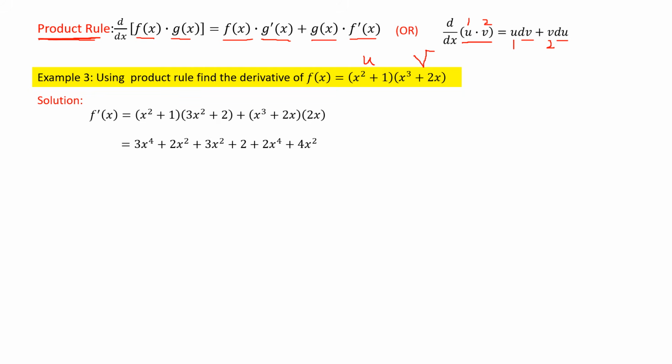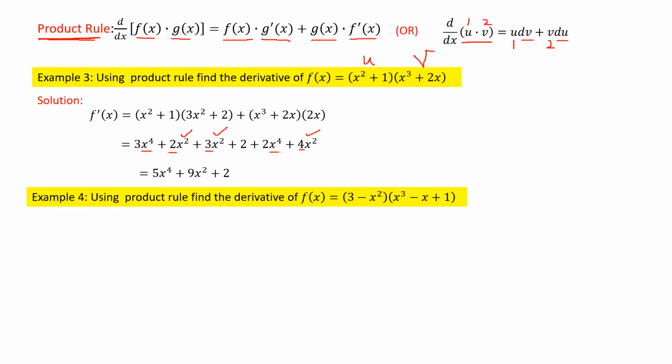Now we need to simplify this expression. So here we have x power 4, here we have x power 4, both are like terms. So 3 plus 2 will give you 5x power 4. Similarly, you can collect x power 2 terms. I have 3x power 2. So the coefficients are 4, 3 and 2. So that will give you 5x power 4 plus 9x power 2 plus 2.